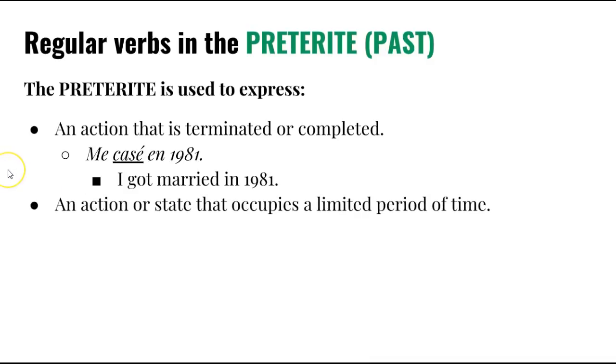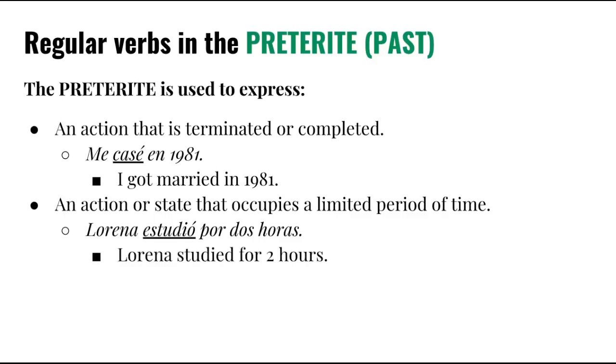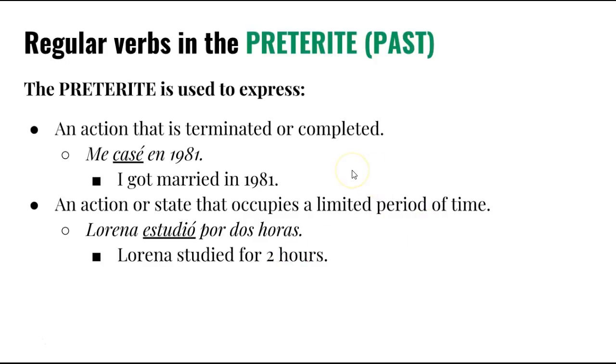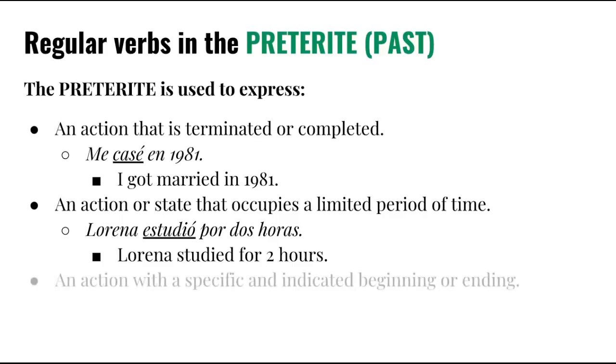Next, we have an action or a state that occupies a limited period of time. What this means is, the example would be Lorena estudió por 2 horas, which means Lorena studied for 2 hours. The limited period of time would be 2 horas or 2 hours. Now, this could also mean a weekend. It could also mean a month, and so on. As long as it is a period of time, then it would be el pretérito.